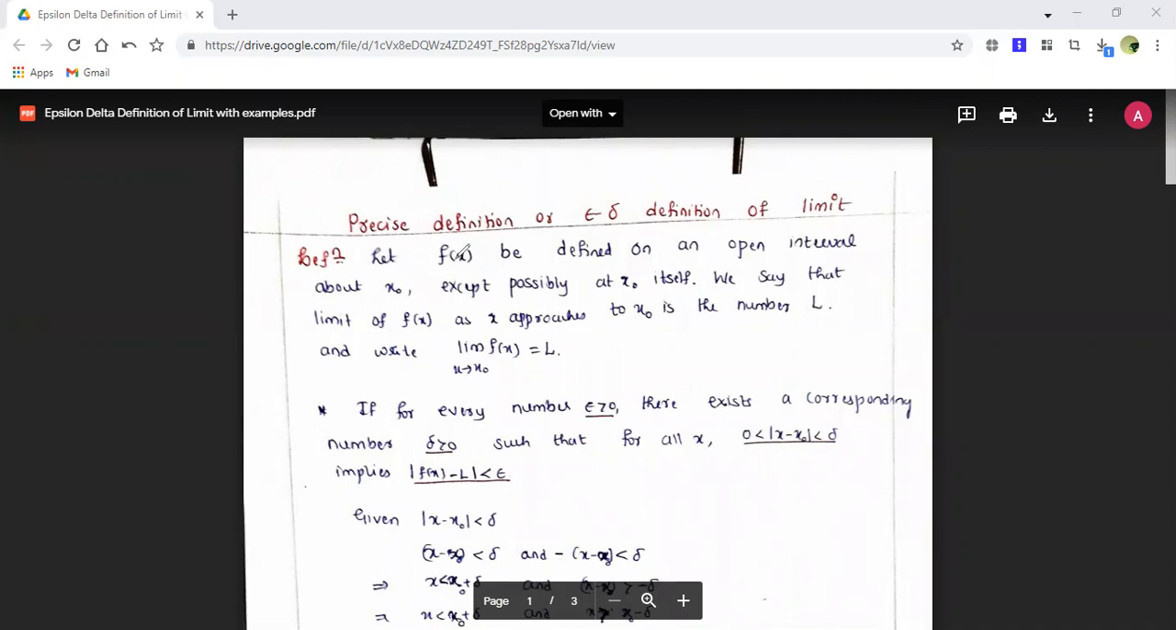Here, let f of x be defined on an open interval about x naught, except possibly at x naught itself. We say that the limit of f of x as x approaches x naught is the number L, and we write it as limit of f of x as x tends to x naught is equal to L. The same definition we talk about in terms of epsilon and delta. I will explain what this definition is all about.